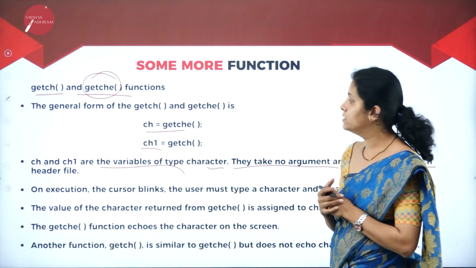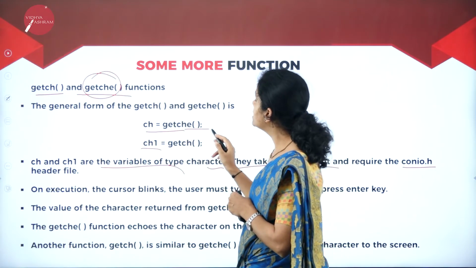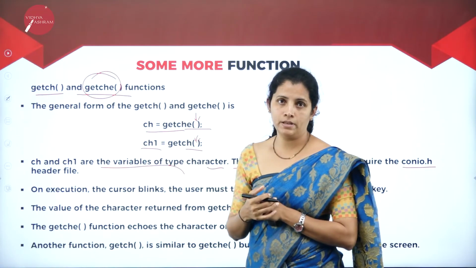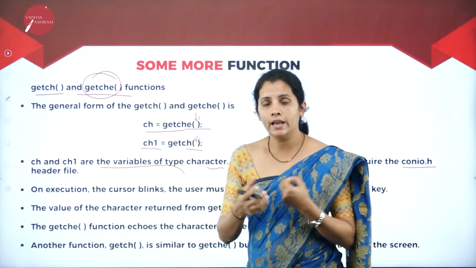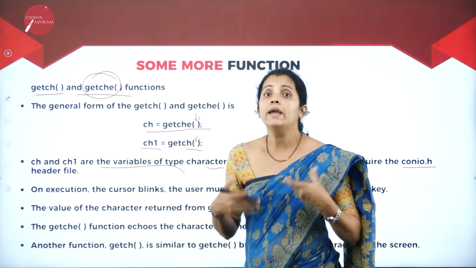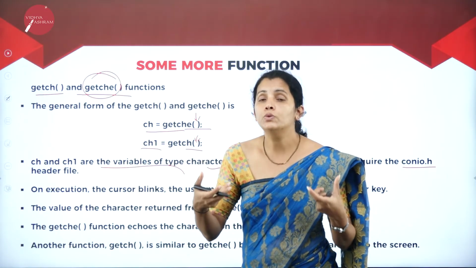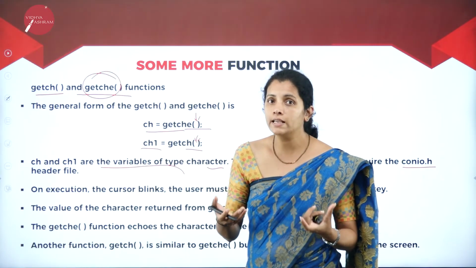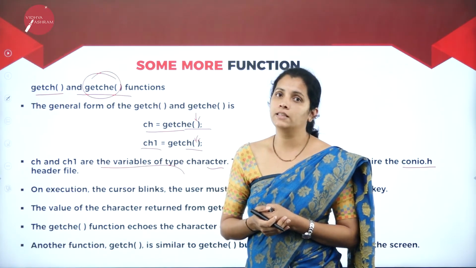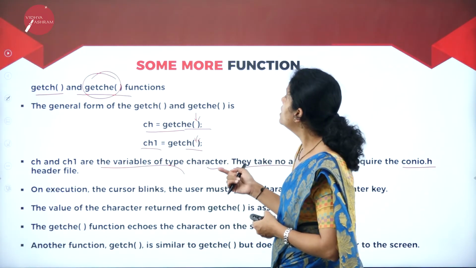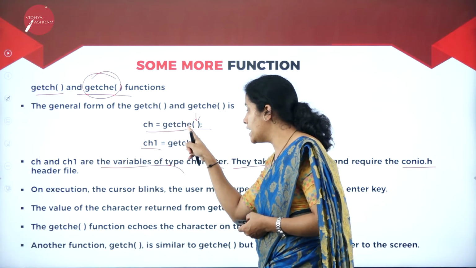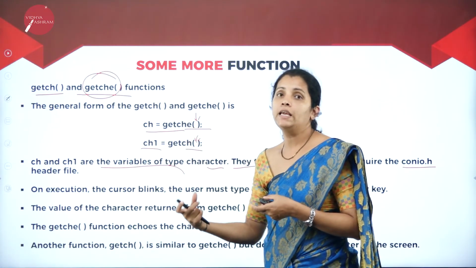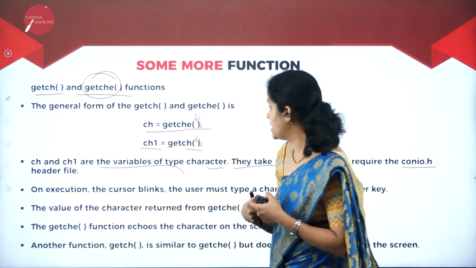They take no argument and require the conio.h header file. So if I consider this example, it's not going to take any variable or any value. Where is it going to get the value? It's going to receive the value from the standard input. What's the example for standard input? That's nothing but the keyboard. So here I'm going to use the getche and getch functions in order to get the input from the keyboard.